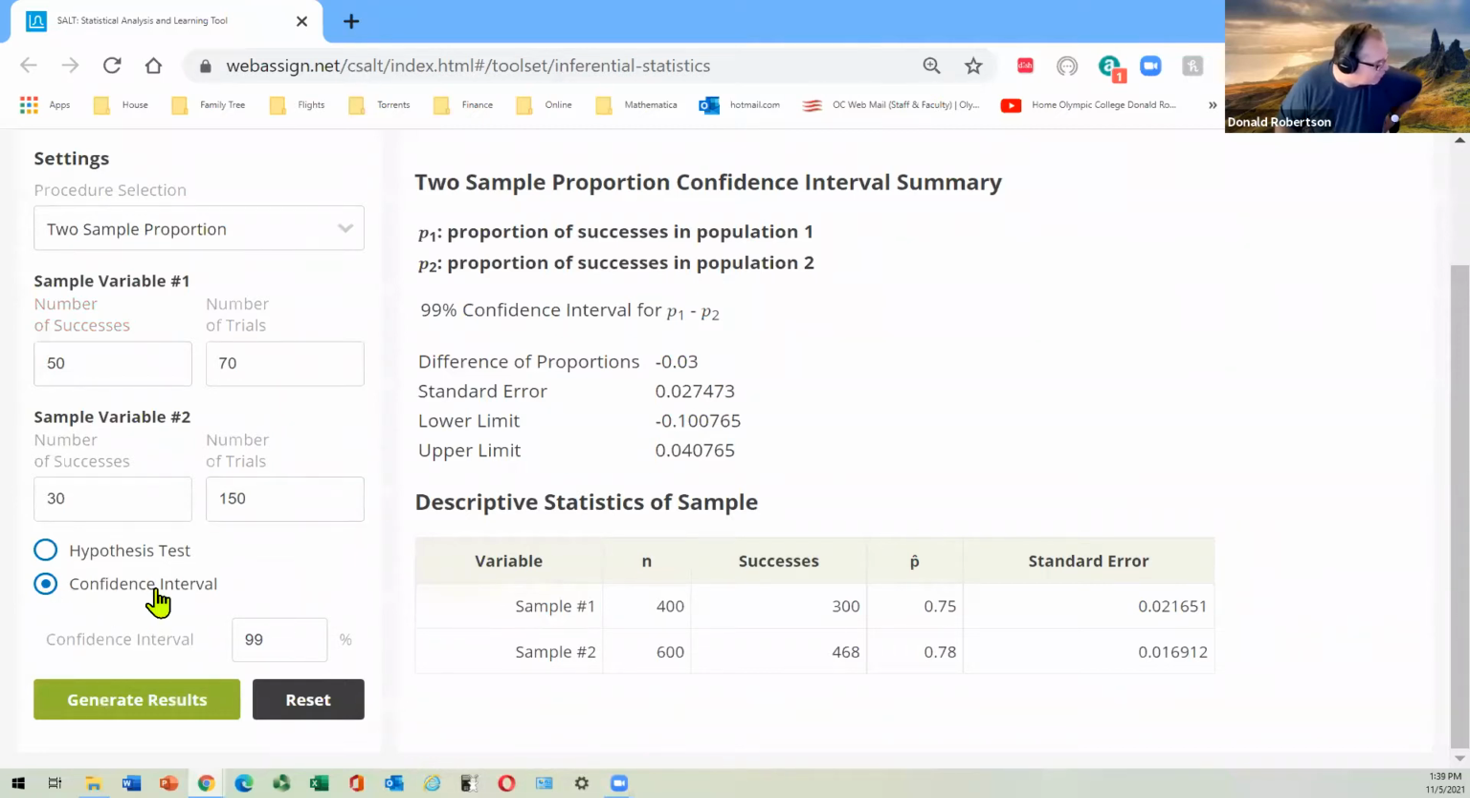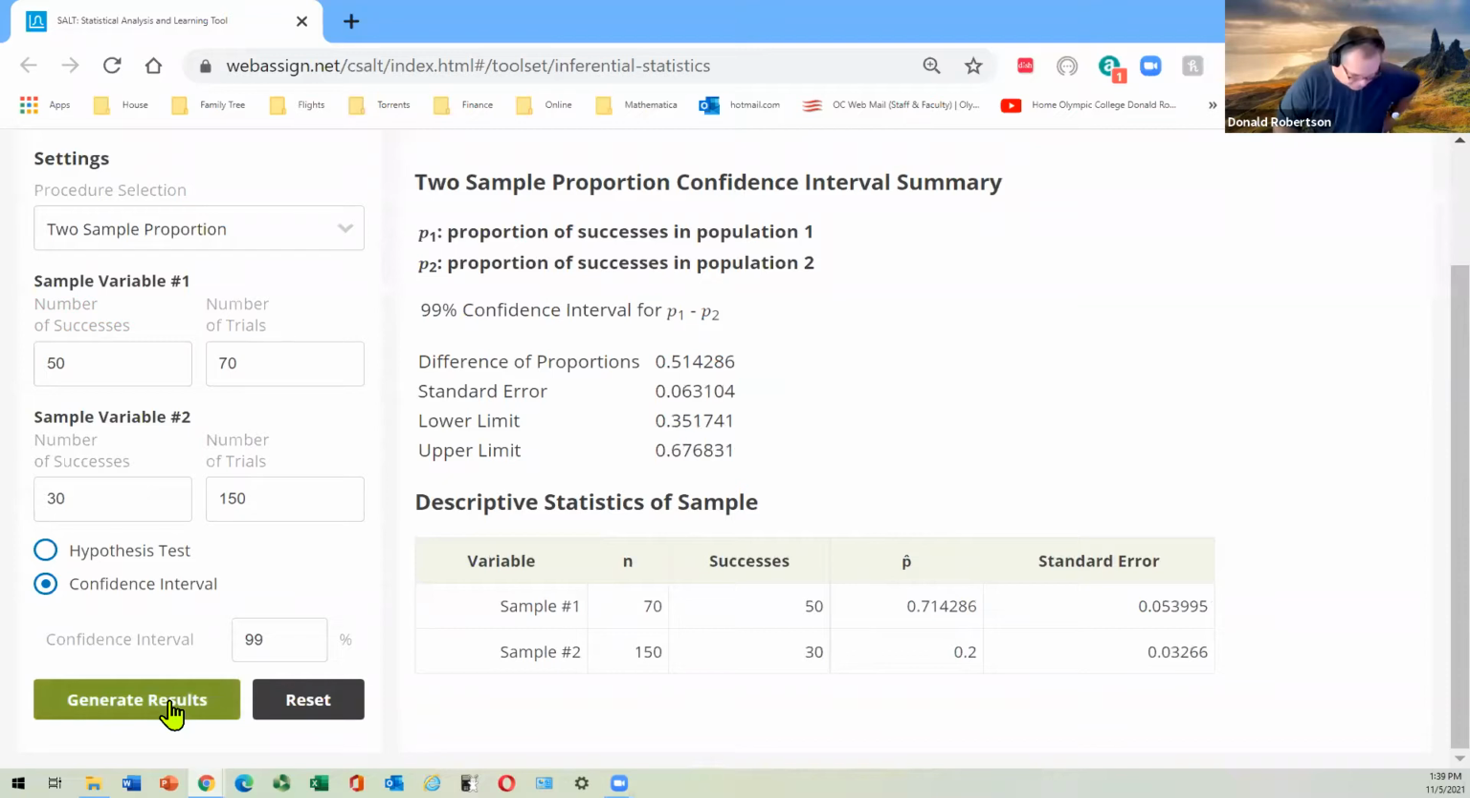Okay, you want a confidence interval, and you said 99, so I should be able to generate it. And the answer that we got is 0.351, so that's 0.35. And the upper limit is 0.676, so that's 0.68. That was pretty easy, isn't it? If you type in the numbers, the rest is kind of handed to you on a plate. Let's see what that looks like then.